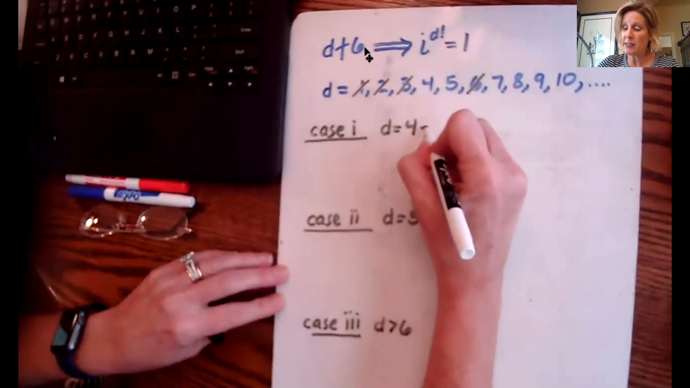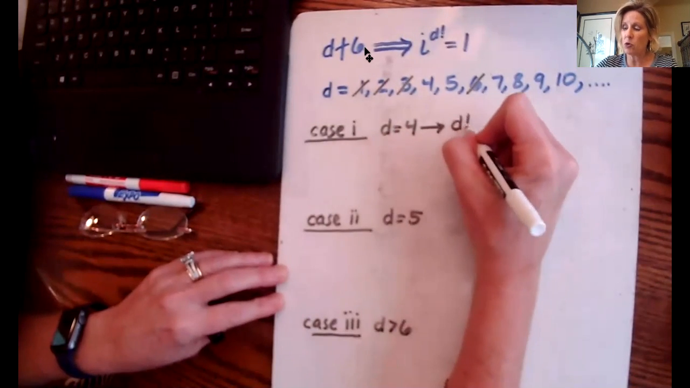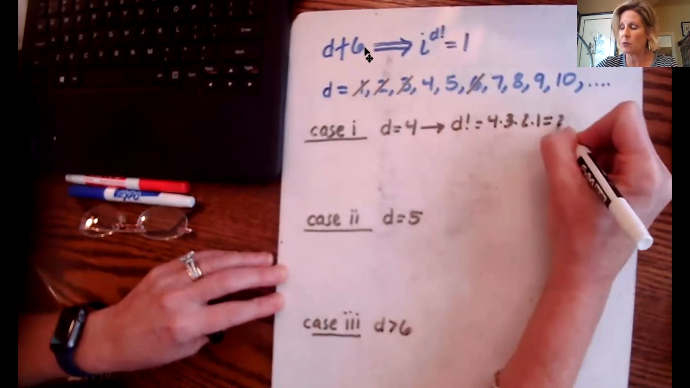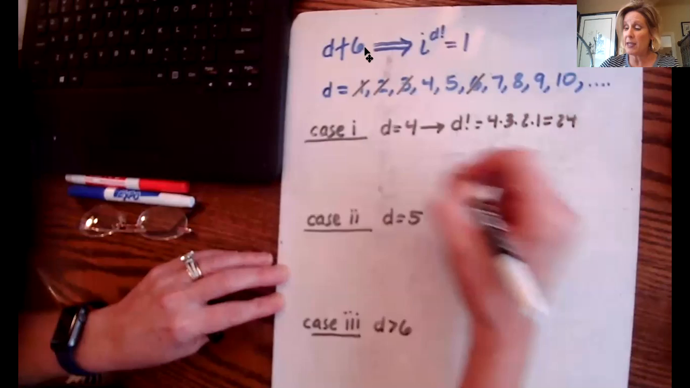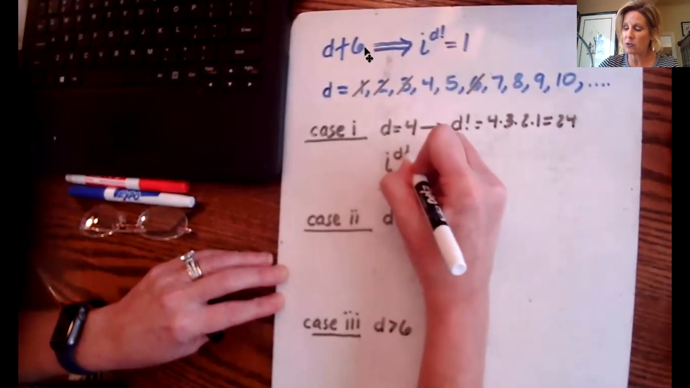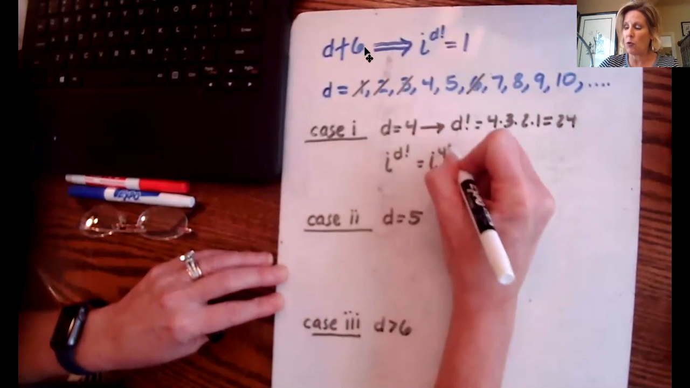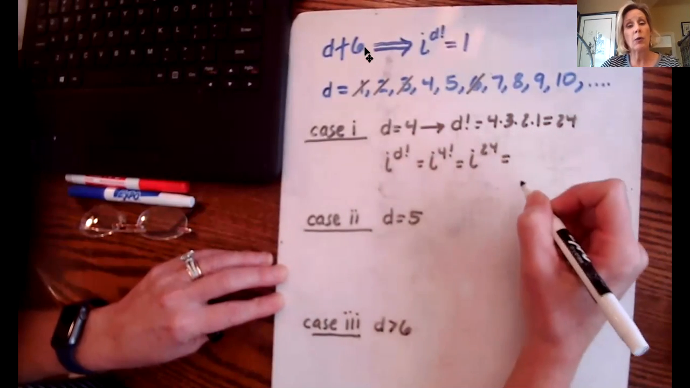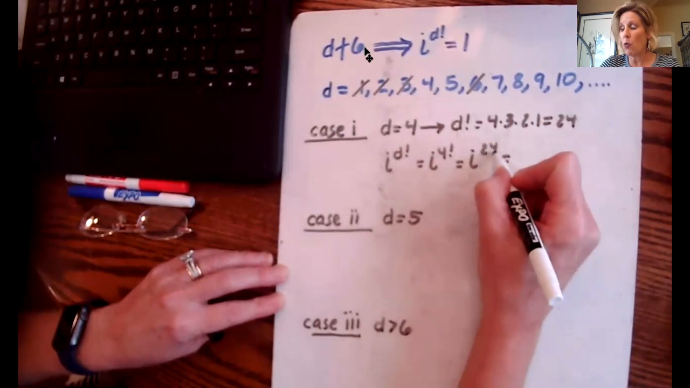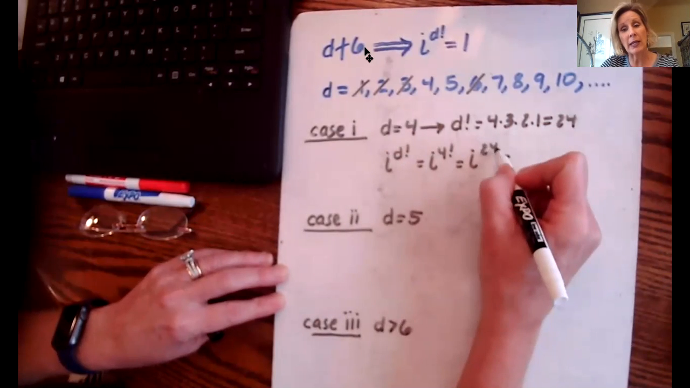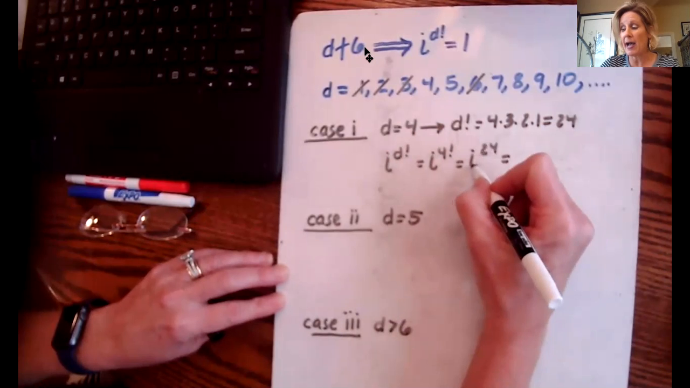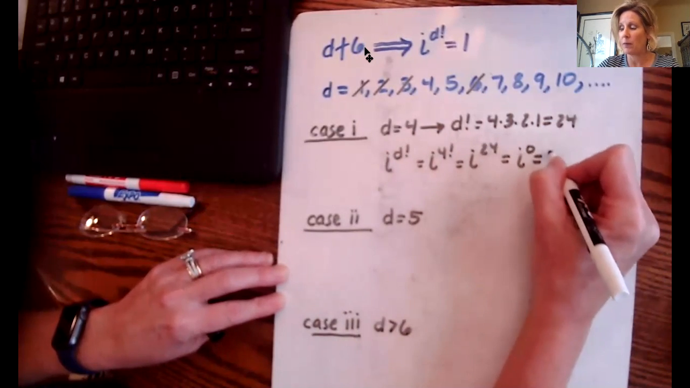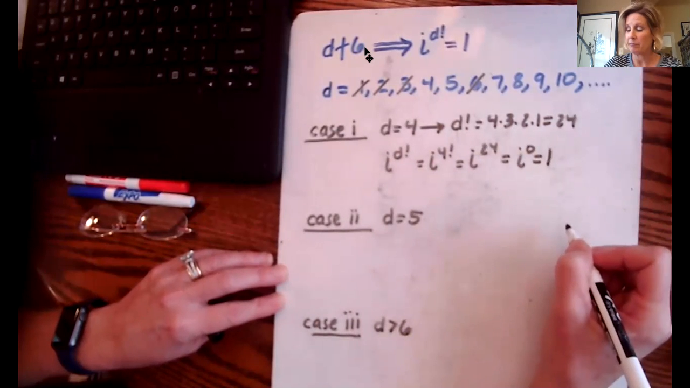Now, if d is equal to 4, d factorial is equal to 4 times 3 times 2 times 1, which is equal to 24. Then I could say that i to the d factorial equals i to the 4 factorial. That's i to the 24th. Now remember, we know if 4 divides into your exponent evenly, then i to the 24th winds up being i to the 0 power, which is equal to 1.